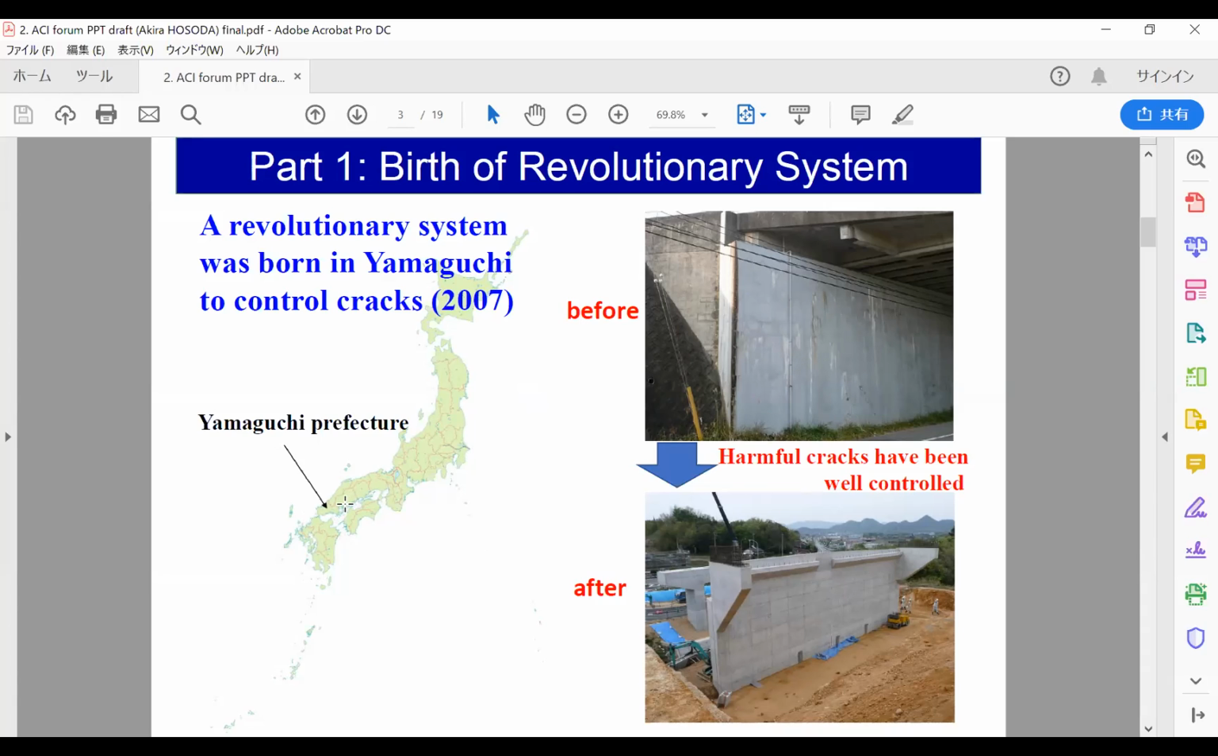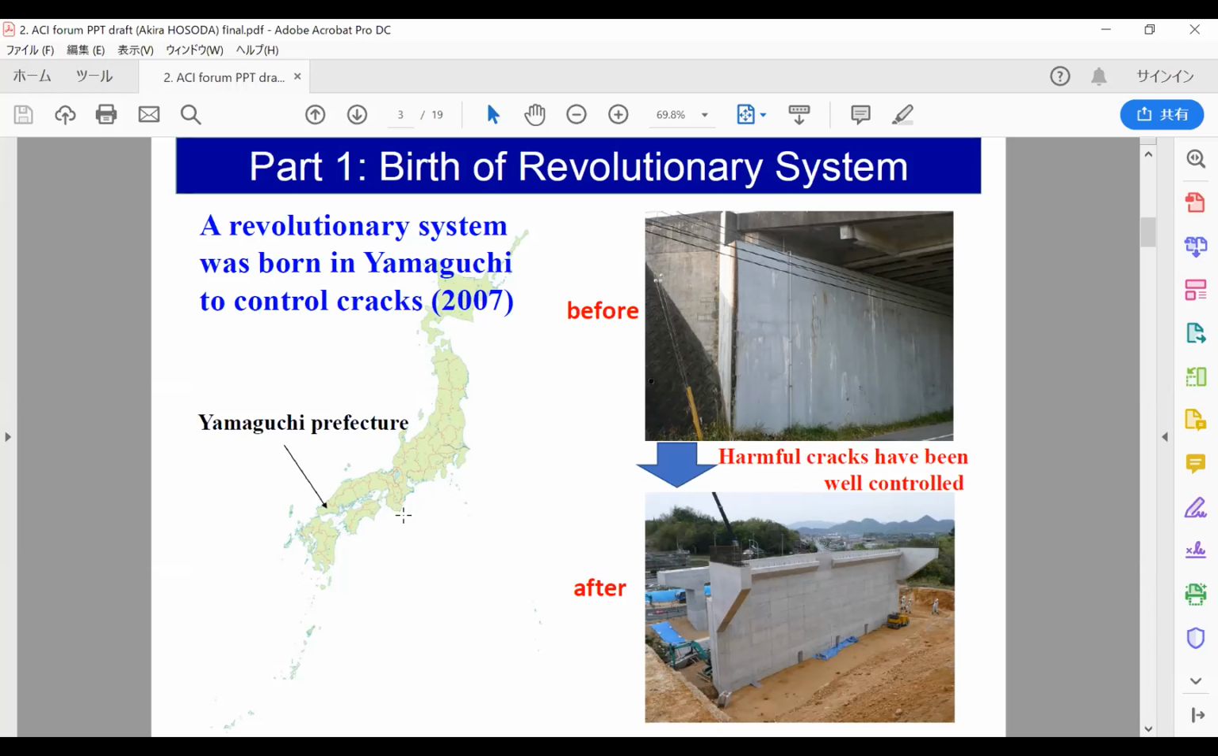So this story was born in a small local government. The name of the local government is Yamaguchi Prefecture, which is located at the west end of our main island. Tokyo is here. After establishing their system in Yamaguchi Prefecture, harmful cracks have been well controlled like that.